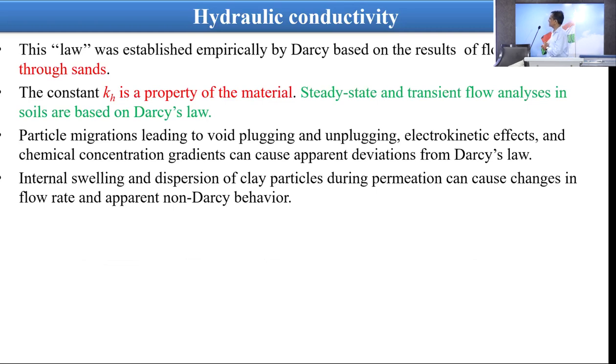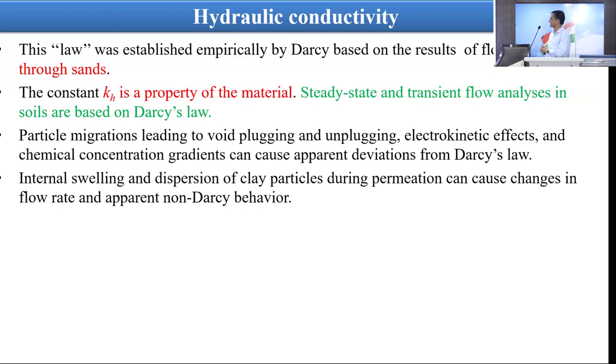So Darcy's law is also very specific. It is only valid for steady state, and it will also not be valid with particle migration, which may cause void plugging or unplugging. Because if the flow is very high, that condition is also not valid. Like in a boulder, if the water is moving through boulder at very high velocity, then it is not laminar flow. So it is valid only for laminar flow.